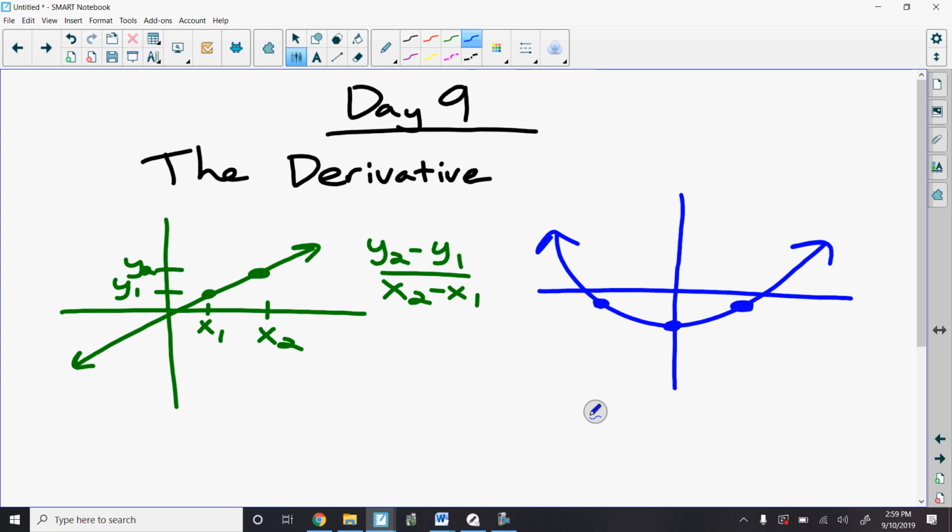The idea here is the slope is changing, right? We have different slopes at different places. And what we're going to do in calculus is we're going to sketch a tangent line. You should know that from your geometry class with either me or Ms. Stevens or Mr. Lux. A tangent line, this right here is a tangent line.